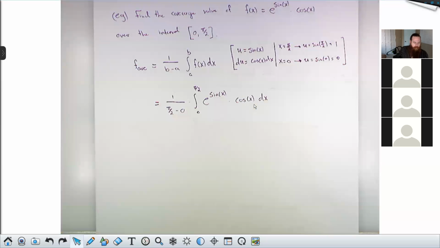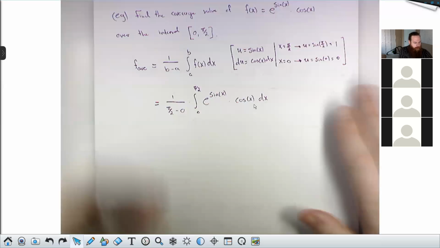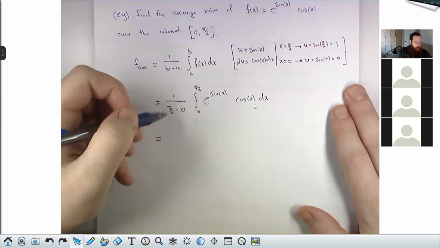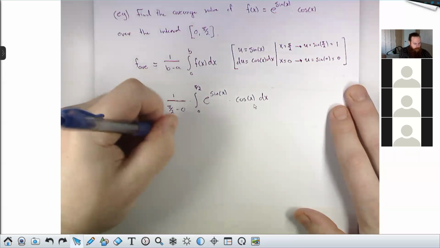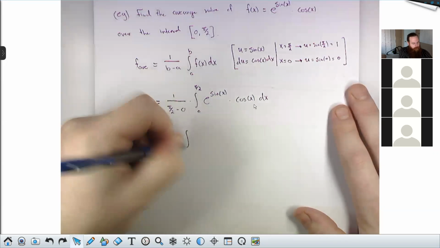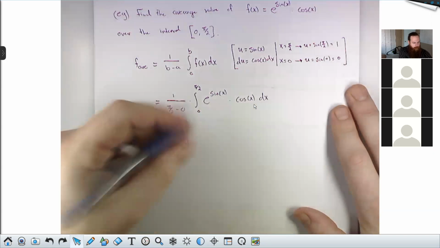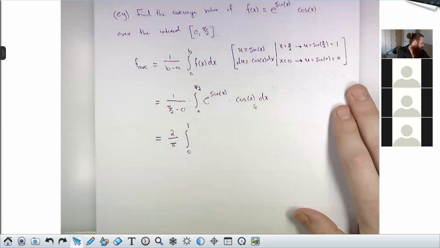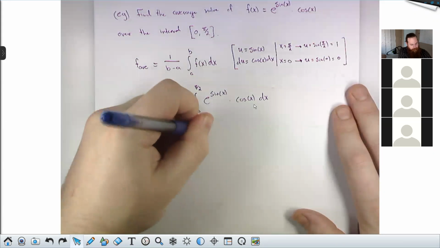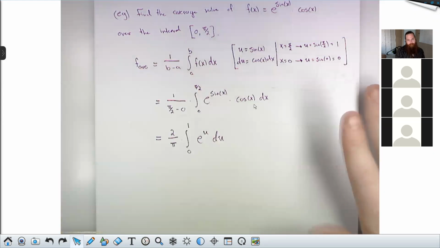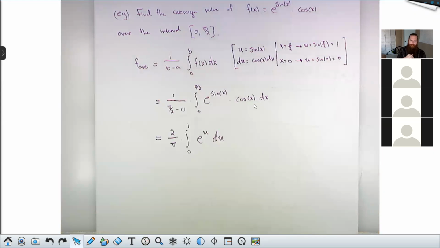It's all right. So my new integral, let's go ahead and clean up this constant out front. Pi over 2 minus 0 is pi over 2. 1 divided by pi over 2, that's 2 over pi. And then we'll have the integral, now going from 0 to 1 rather than 0 to pi over 2 because we've changed our bounds. e to the sine x, that's e to the u. And cos x dx, that's exactly du. So this becomes a much nicer integral.